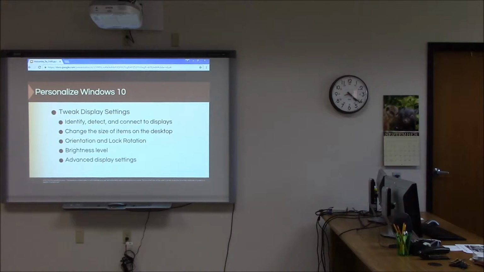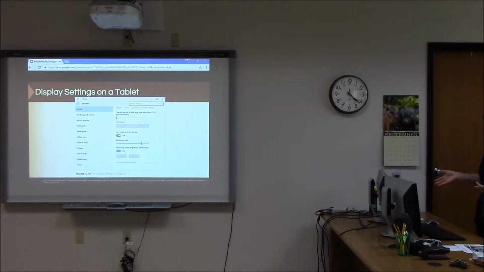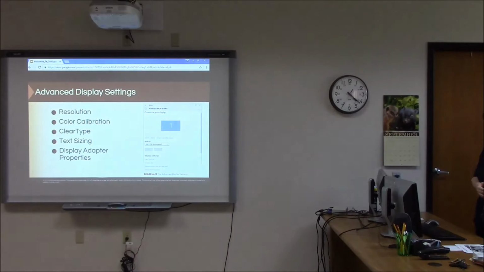Change the size of items and do your orientation locks, your brightness, your display settings. And that looks like this. We'll be doing that in a lab, going through and changing our display settings. Now they've got things on a slider menu, kind of makes a little bit more sense. On a tablet, it doesn't look that much different, but of course you'd have screen rotation, things like that on a tablet that you might not have on a PC.